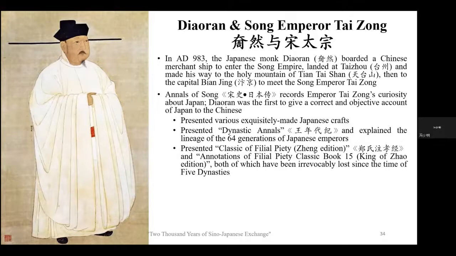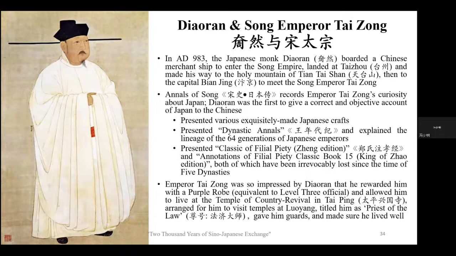He also presented the Zheng Shi Zhu Xiaojing, which has already been lost due to all the different dynasties in China. So he was very happy to receive this from Diaoran. He was so impressed by Diaoran that he rewarded him with a purple robe, which is equivalent to a level 3 official, and gave him permission to live in the Temple of Country Revival, to visit all the temples in Luoyang, and even gave him a title called the Priest of the Law.